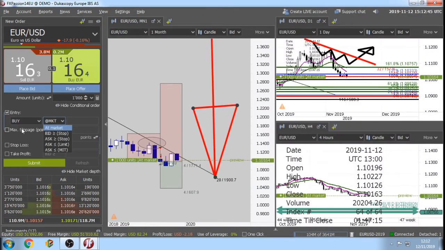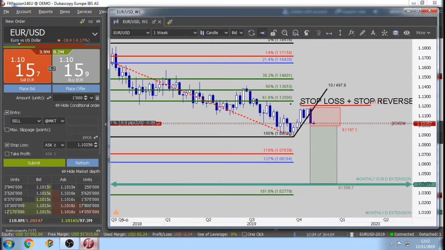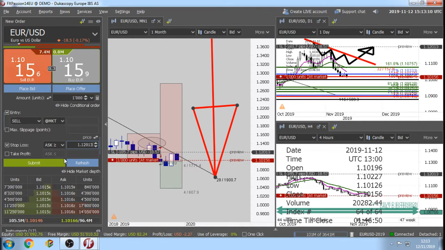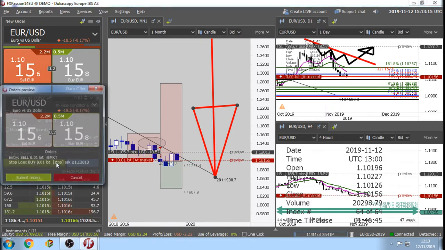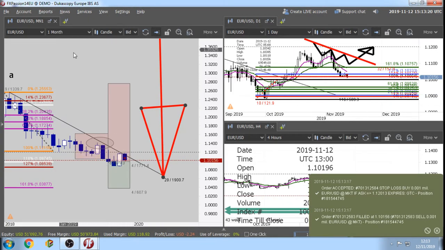Euro dollar entry, I'm going to sell market and stop loss, points, price, where is the price? Price somewhere at 1.12013 and units, thousand slots, there you go. Submit orders. Okay, we are in a trade.